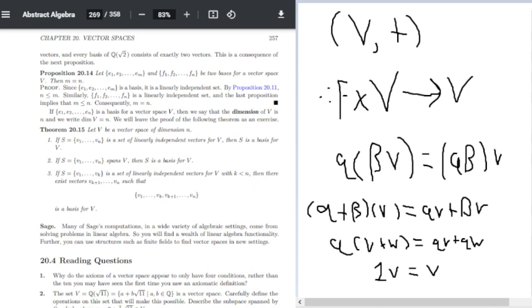If E1, E2, all the way to En is a basis for a vector space V, then we say that the dimension of V is n. We will leave the proof of the following theorem as an exercise.